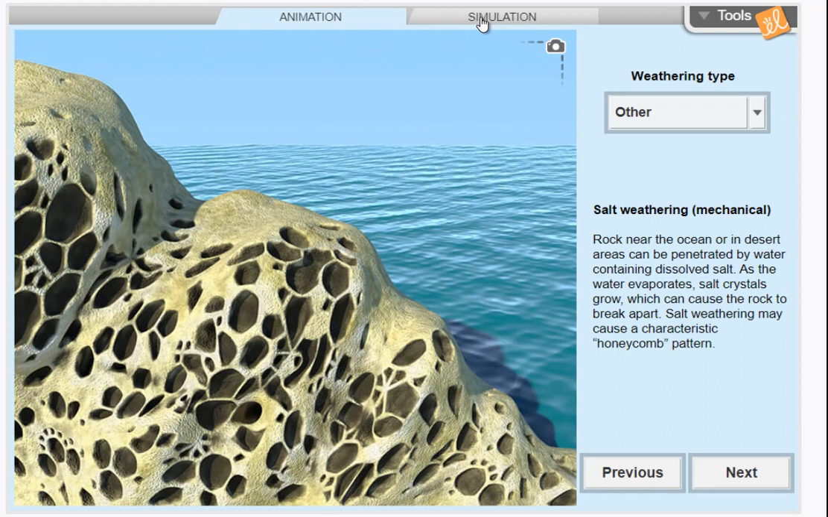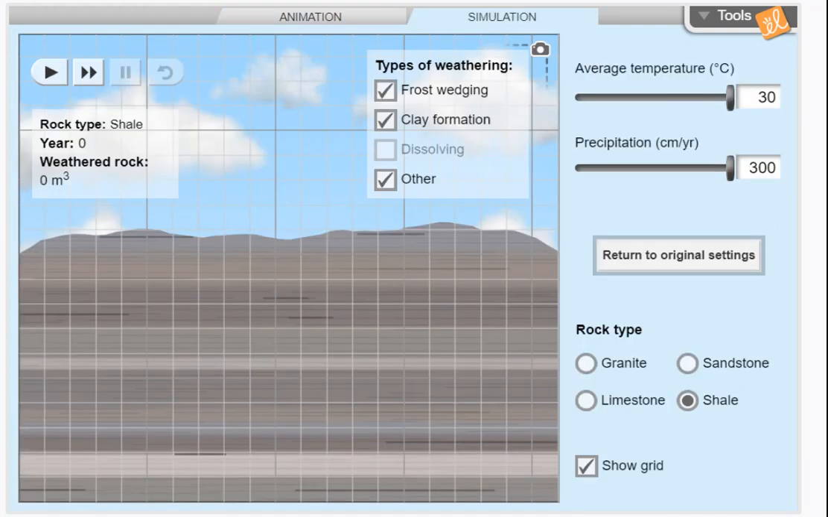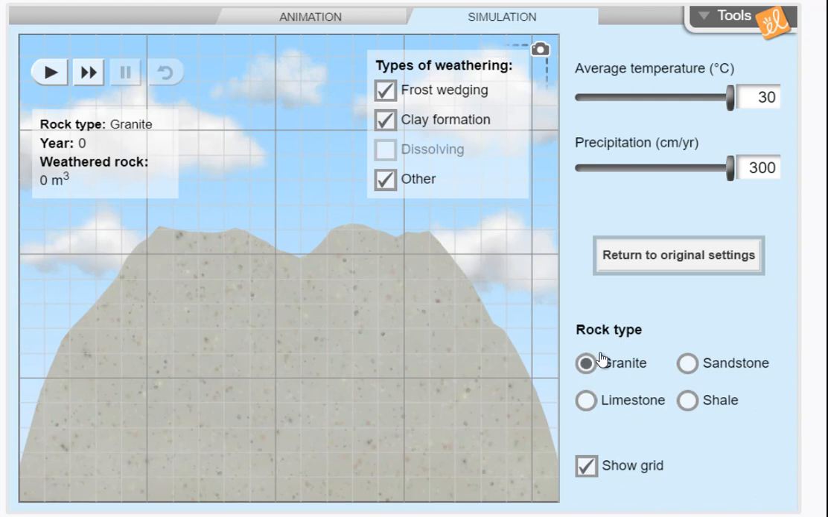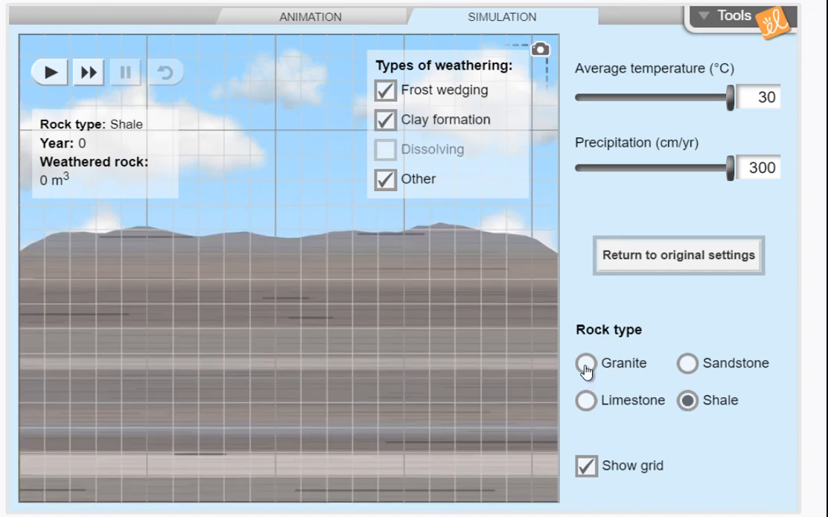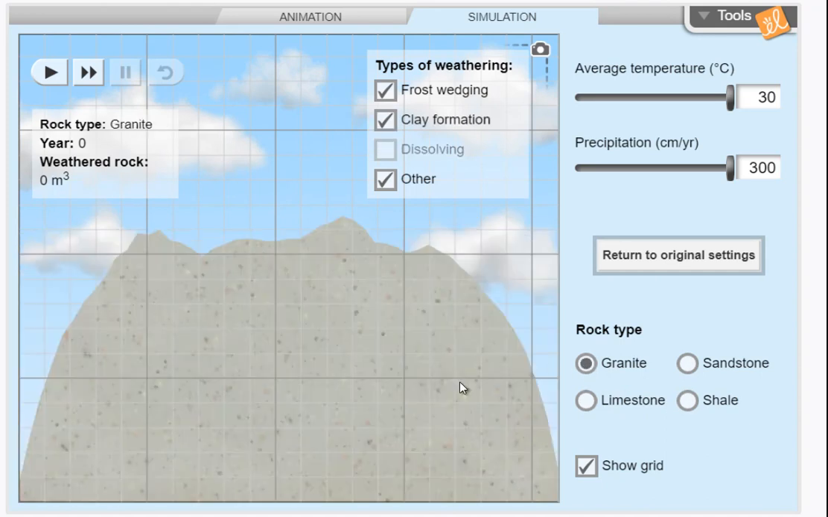Then go to the next tab, simulation, and I'll explain this. What it is, you have four types of rock. Look down here, it says rock type. You have granite, sandstone, limestone, and shale. These are basically four types of mountains. These are gigantic, large rocks, or maybe mountains, but regardless, you're going to see each one of these types of rock weather away over time.